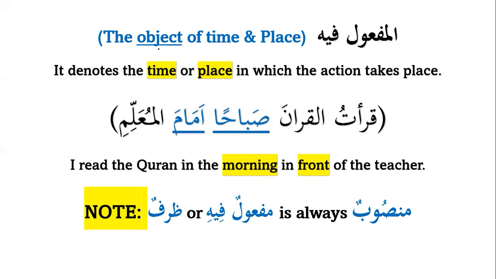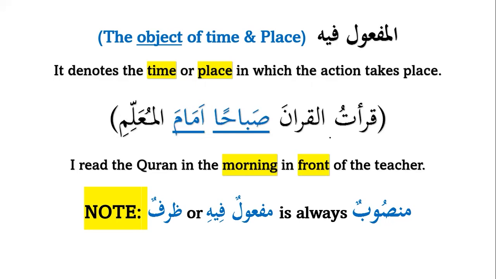Then we have also learned about maf'ul mutlaq, the absolute object. When we say warattilil Qur'ana tartila, so when we use masdar as maf'ul bihi to emphasize the idea, that is called maf'ul mutlaq. For example, darabtu darban, similarly qara'tu qira'atan. So when we use masdar, that is used for emphasis. And the third one we can see here, this is al-maf'ulu fihi, which is called the object of time and place, and it denotes the time or place in which the action takes place.